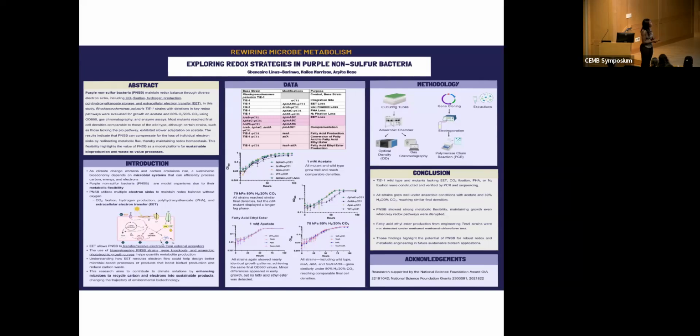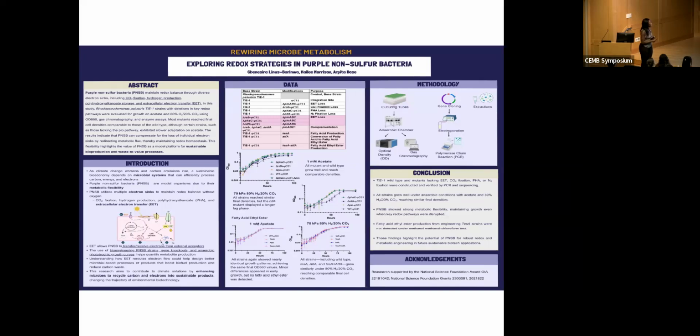With a little background on PNSB and how it relates to real world issues, we know that as climate change has worsened and carbon emissions have been on the rise, there's also been a rise in looking for sustainable solutions for our environment. Purple non-sulfur bacteria, or PNSB, is one of our model organisms because it shows flexibility in metabolic systems. The image is pretty small, but this is the bacterium, and it holds a lot of pathways within it.